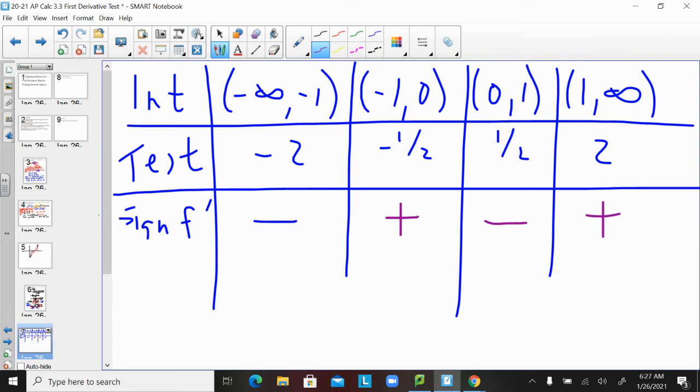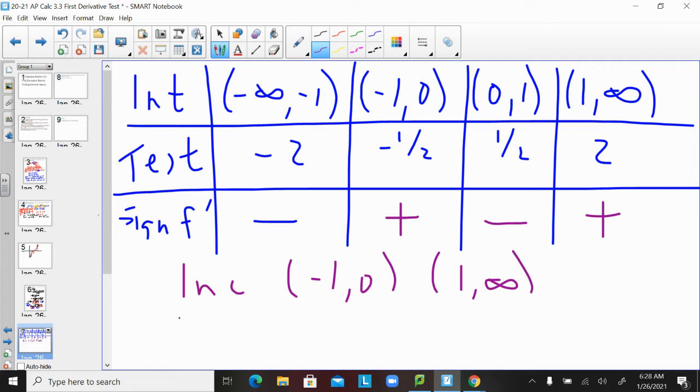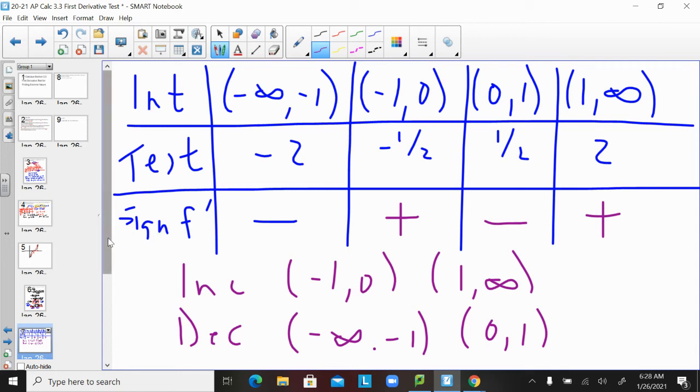So let's be real careful what conclusions we're able to make here based on this. First, the first part of the question said identify intervals where it's increasing or decreasing. Well, clearly I can do that. This thing is increasing from -1 to 0 and also from 1 to infinity. And this thing is decreasing from -infinity to -1 and also from 0 to 1. Okay, but now I need to know maxes or mins.